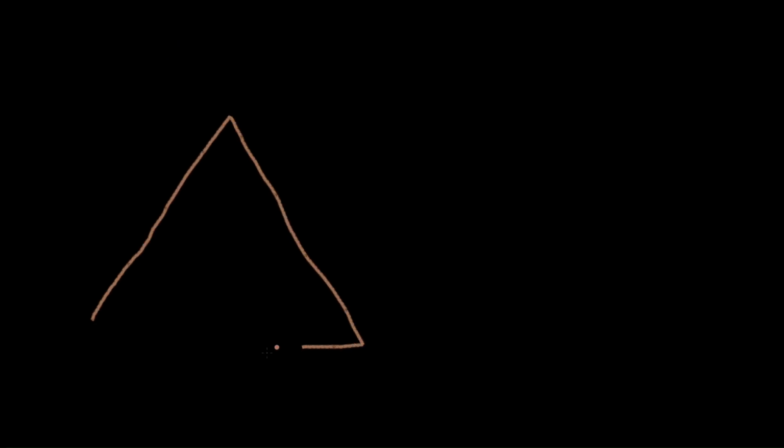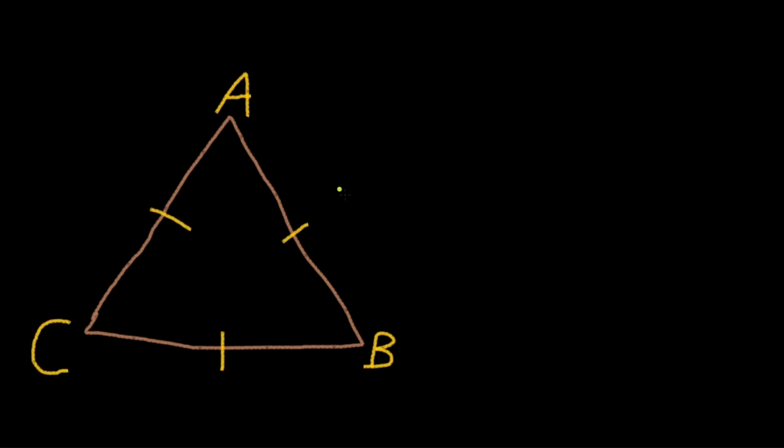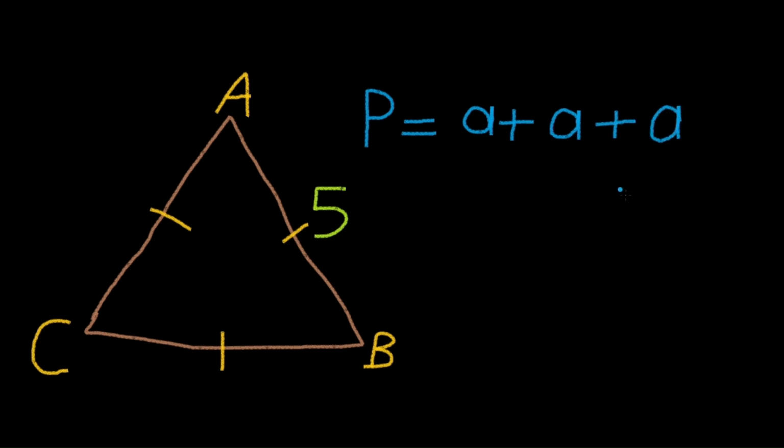Now, let's see how we can find the perimeter of an equilateral triangle. The sides of an equilateral triangle are all equal to each other. And let's say this side of this equilateral triangle ABC is 5. What is the perimeter of this triangle? Because all sides of an equilateral triangle are the same, we can express the value of its perimeter as A plus A plus A. Because all of its sides are basically A, which can be expressed as 3A.